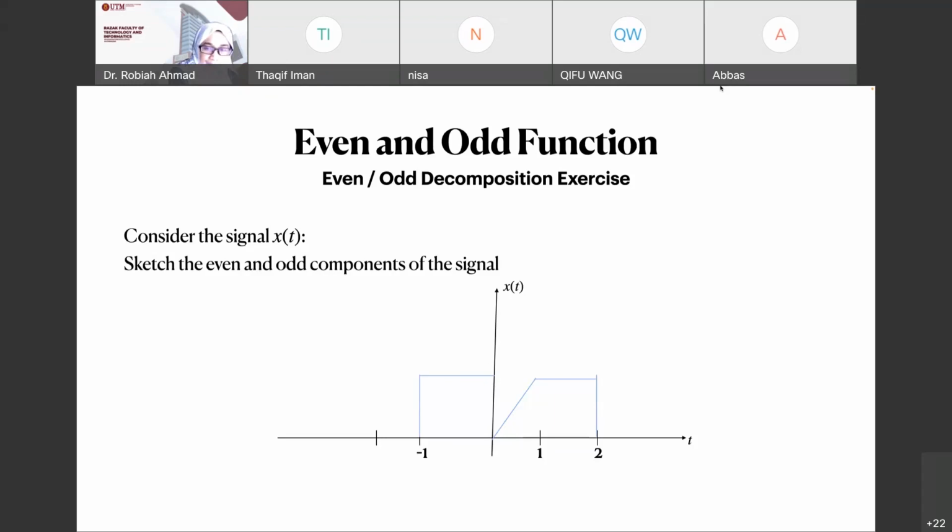There are many ways. Either you do it by equation and then draw, ataupun you put side by side the x(t) and x(-t). So remember last time we learned about, I think the same signal kan kita buat reversal. So put one on top of the other, this x(t) and then x(-t), and then do the equation lah. Even dia kena plus divide by 2, odd dia kena minus divide by 2. Understand what I mean?